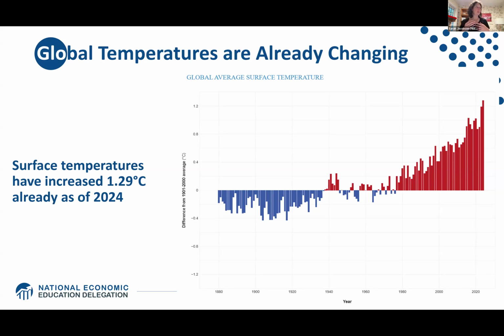And every tenth of a degree of warming that we have is going to increase the damages that we face. Next, any other questions that are out there?